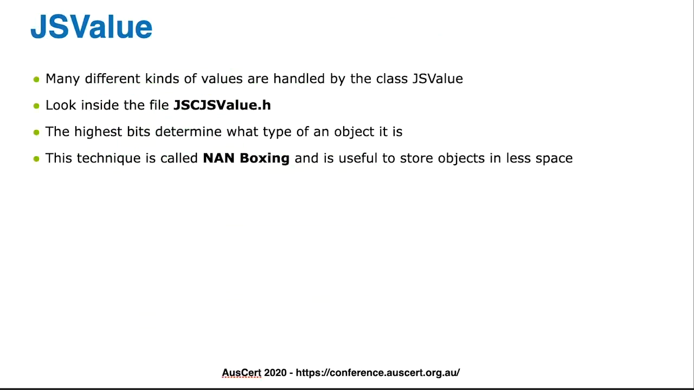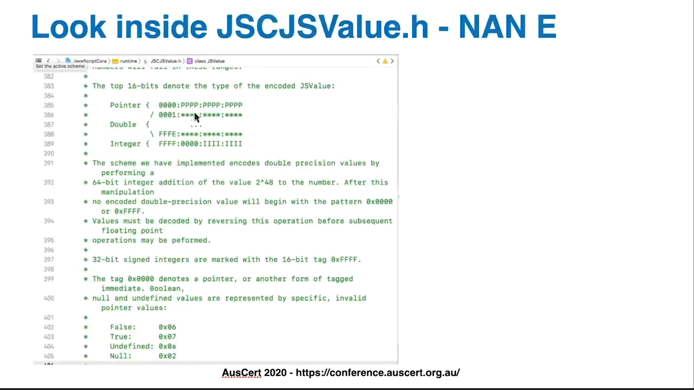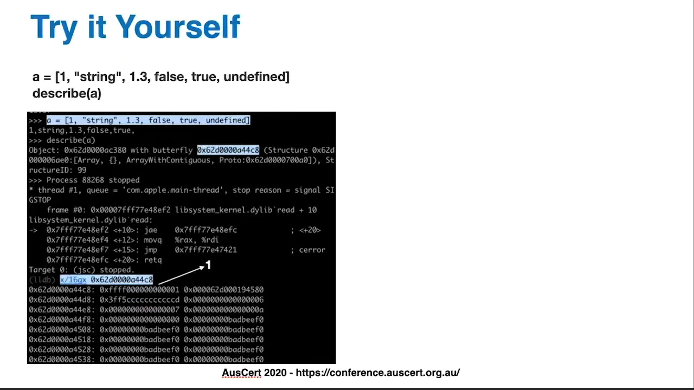Now, how does it find out whether it's an integer, pointer, or double? The highest bits determine what type of object it is, and this technique is called nan-boxing. You can see that a pointer will usually have the first 4 bytes set to all zeros, right? For an integer, it will be all Fs here. Anything in between will be a double.